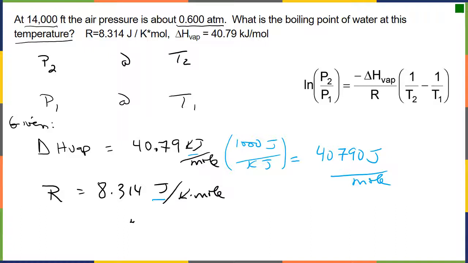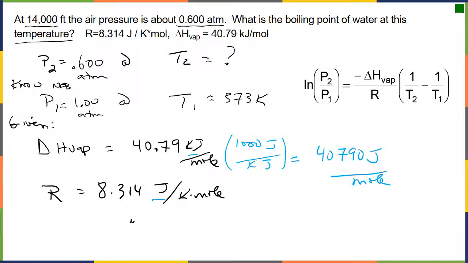Now, I need a few more points because I need to have some more data. I can only have one equation and one unknown. The only other piece of information here we have is that some P is going to be 0.6 atmospheres, and we're solving for our T. But we know this is water, and we know the normal boiling point for water. Our pressure is going to be 1 atm, and our temperature for the normal boiling point of water is 373 Kelvin. So we have everything we need, and we are going to plug it in to this equation.